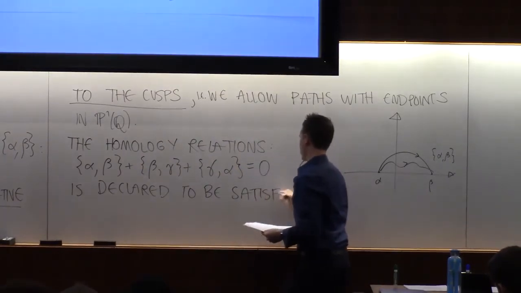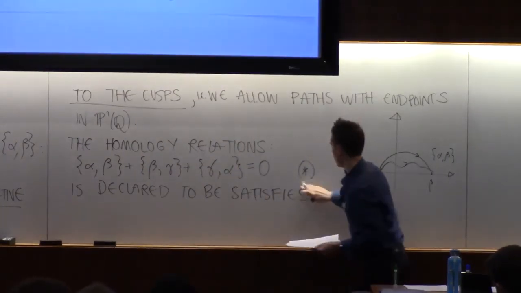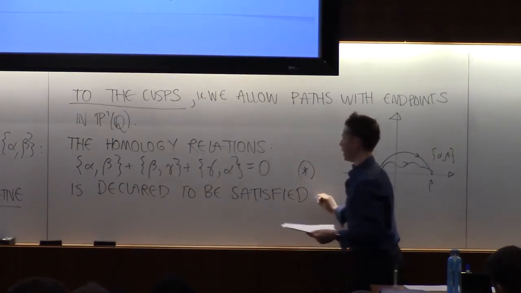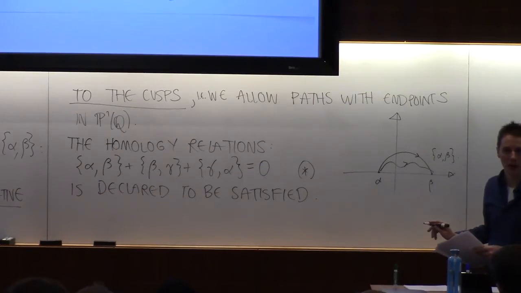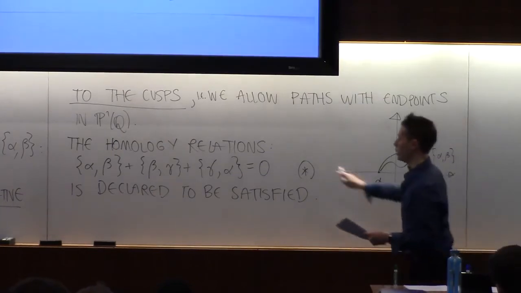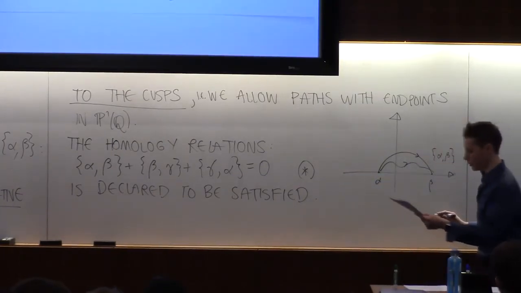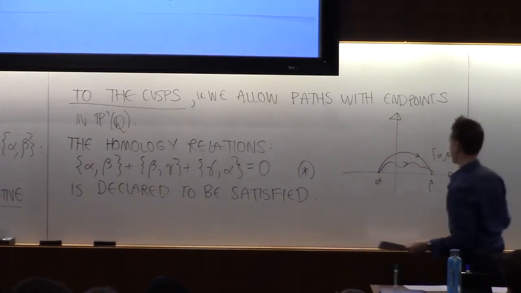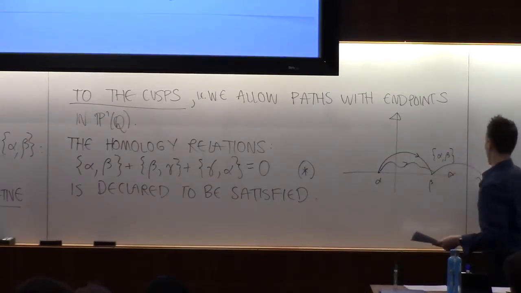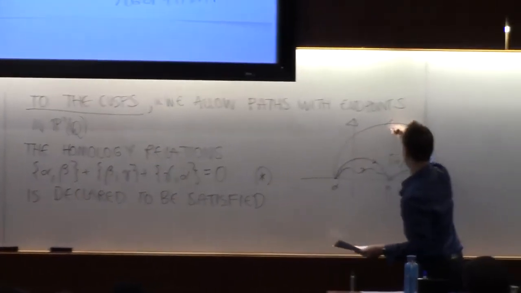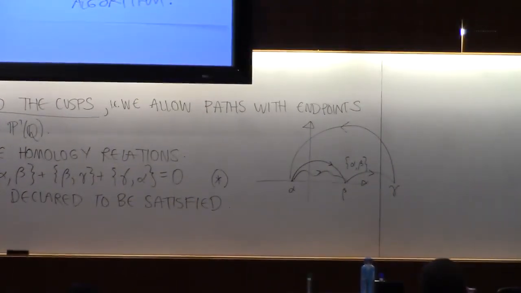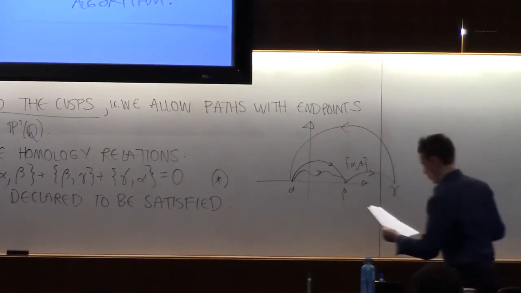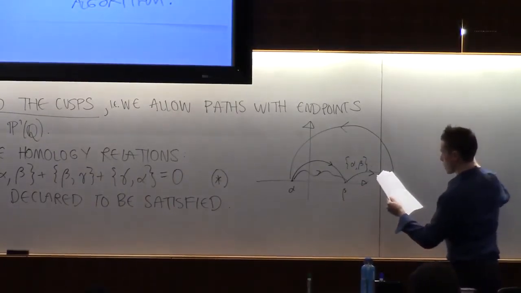So for those of you thinking abstractly, I'm now making some enormous group generated by the symbols alpha and beta, for alpha, beta in P1(Q), and I declare the homology relation star to be satisfied, and that is the picture. I could go to gamma, and then I go back, and I declare that to be trivial in my group. Okay? So let's make a Q vector space.